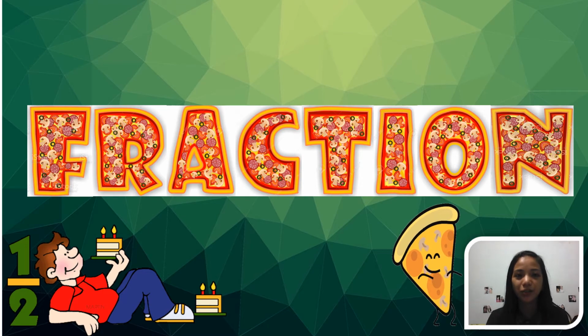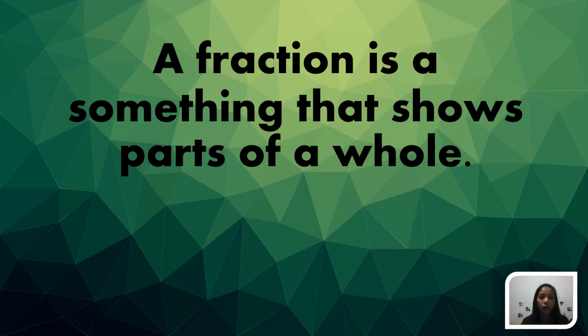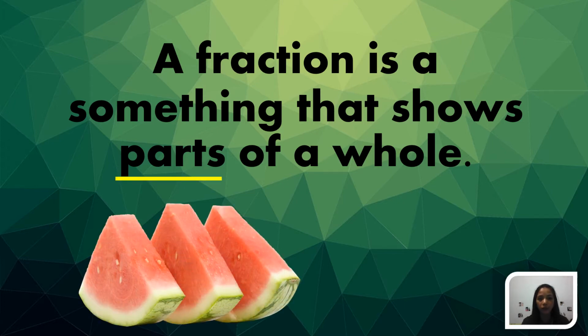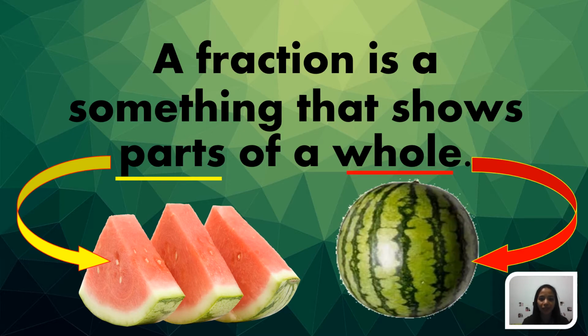Today, we are going to talk about fractions. What do we mean by fraction? When we say fraction, it is something that shows parts of a whole. When we say parts, for example, we have parts of a watermelon, or pieces of watermelon. When we say whole, that is the total part of a thing. For example, a whole watermelon.